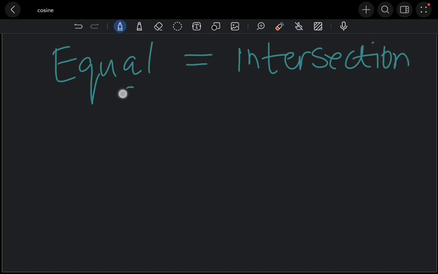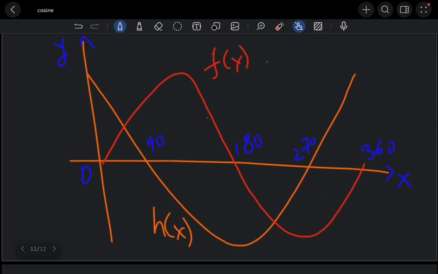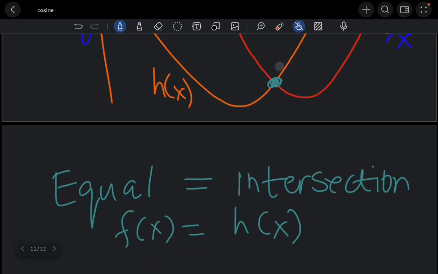It's where f of x is equal to h of x. Let's look at them. So, look at these graphs. Where do they cross each other? Here and here. These are the points of intersection. And how do you find them? It's easy. You just equate these two graphs.